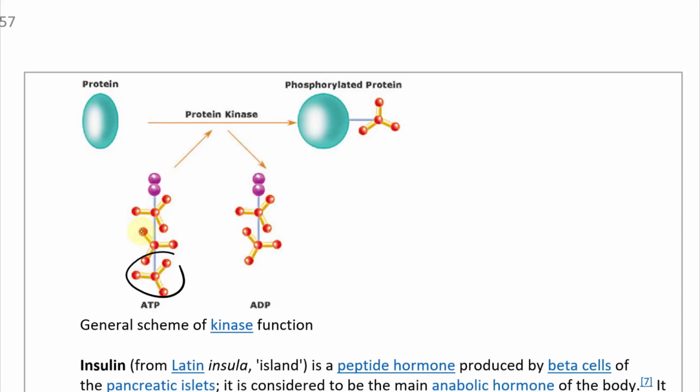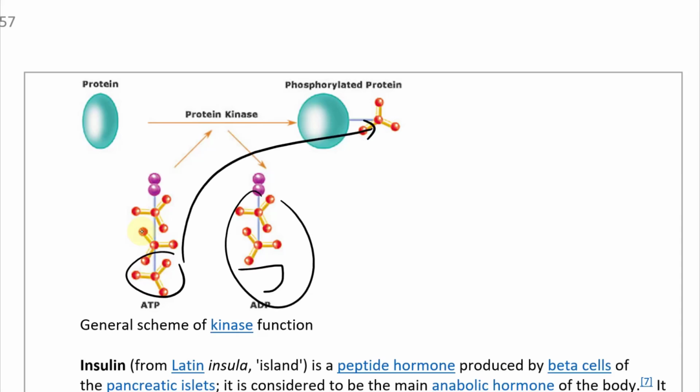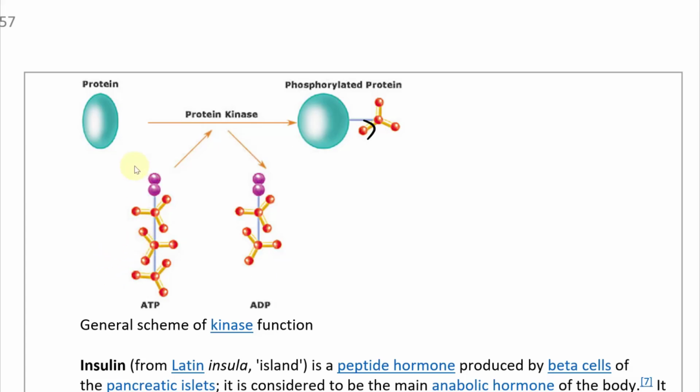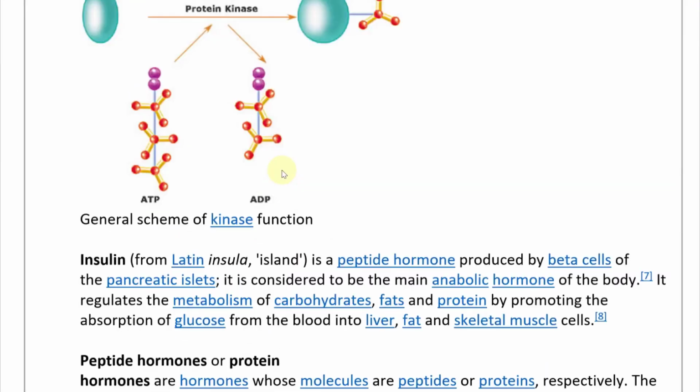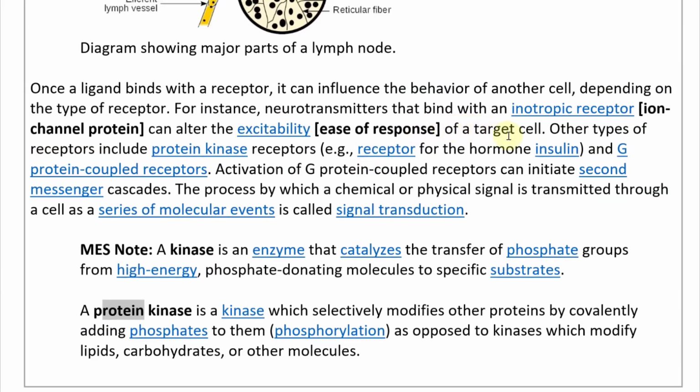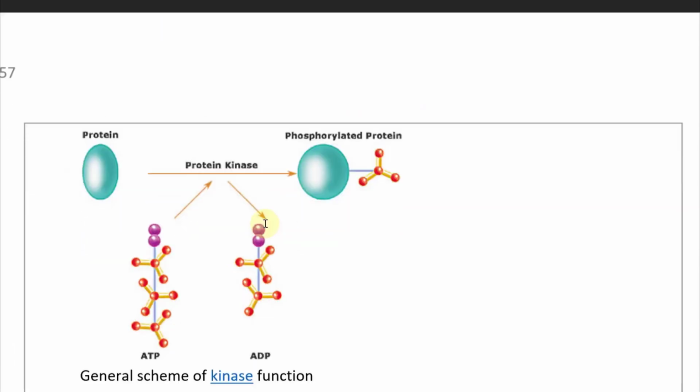So we'll take this one right here and move it over there, and then now this is missing. So it's missing one here. So it's fascinating stuff. The ATP turns into ADP, and then it takes that phosphate and phosphorylates the protein, so it connects right to it. Very interesting stuff. So insulin, because in this setup here, there is a receptor for the hormone insulin.